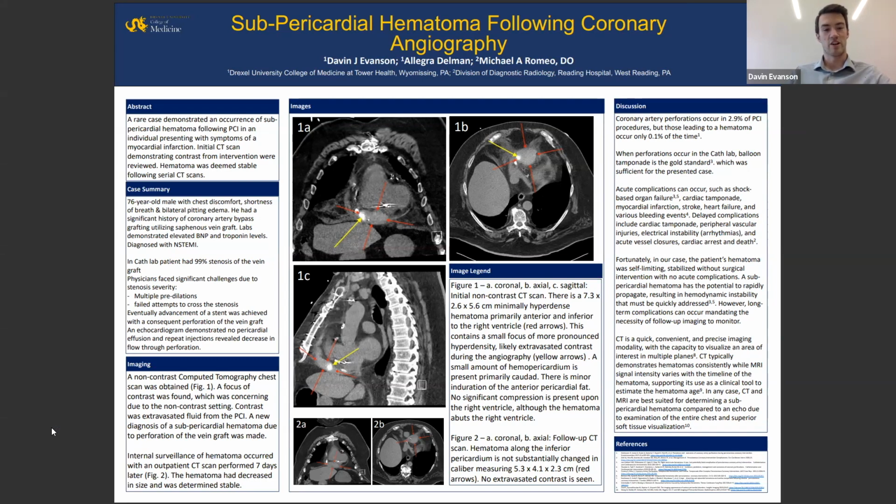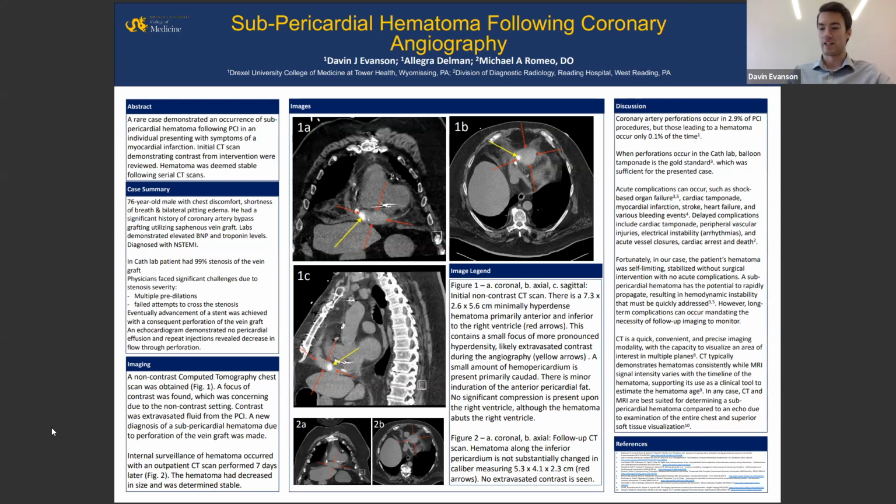So then a non-contrast computed tomography chest scan was obtained, and a focused contrast was found, which is demonstrated in images 1A through C by the yellow arrow. There's that hyperdense focus there, which was concerning, obviously, due to the non-contrast CT setting. So then a new diagnosis of a subpericardial hematoma due to perforation of the vein graft was made.